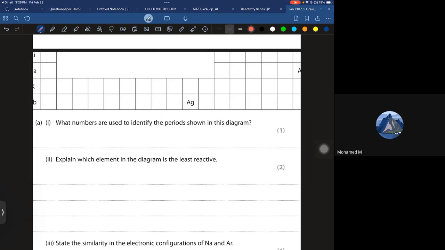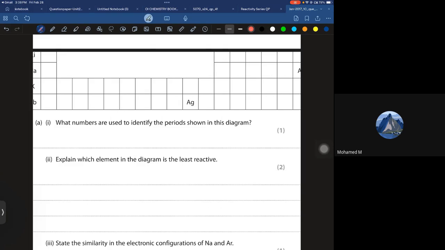Explain which element in the diagram is the least reactive. It's half of the periodic table, so it's cut off. But obviously, I can identify by looking at the periodic table which is the least reactive. Ultimately, the least reactive ones are in the extreme right of the periodic table. Extreme right means they are noble gases. They do not react with anything else. They have a complete outer shell.